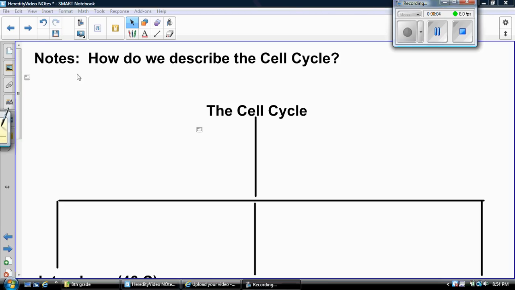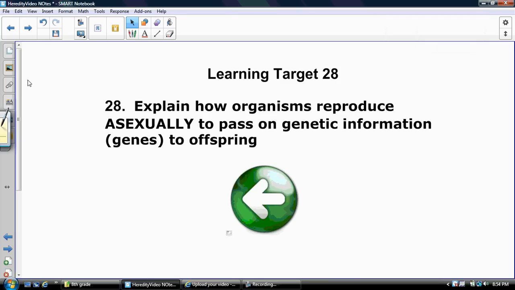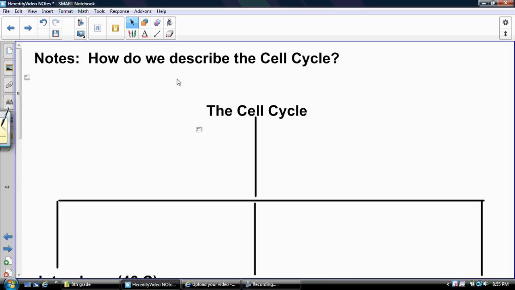Okay, so we are still on target 28. We're still talking about asexual reproduction. So we're going to explain how organisms reproduce asexually to pass on their genetic information to the offspring. So what we're going to talk about is how a cell reproduces and passes on its genetic information. And so what we're going to go into detail is the cell cycle.